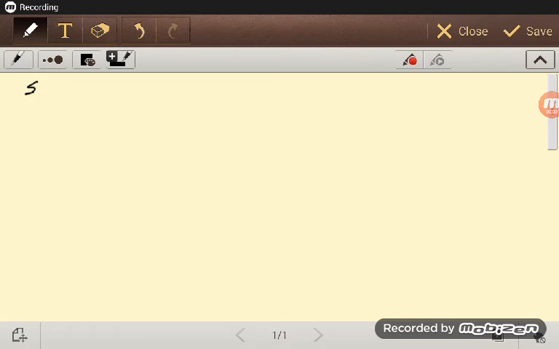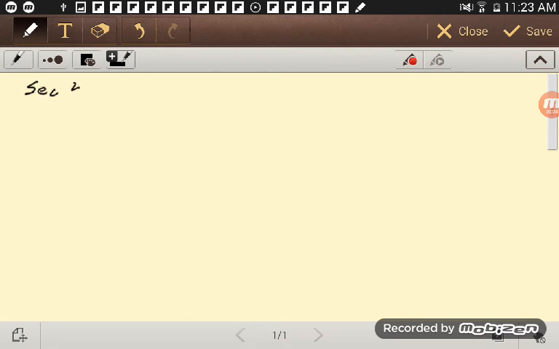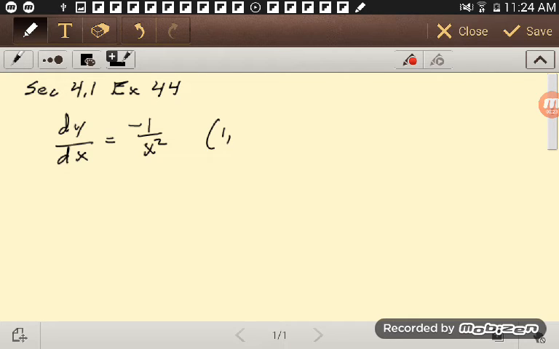Okay, so this is section 4.1, exercise 44. In this, they want us to use technology with this differential equation, dy/dx equals minus 1 over x squared, and we're told the solution goes through the point (1, 3), or another way to say it would be y of 1 is equal to 3.